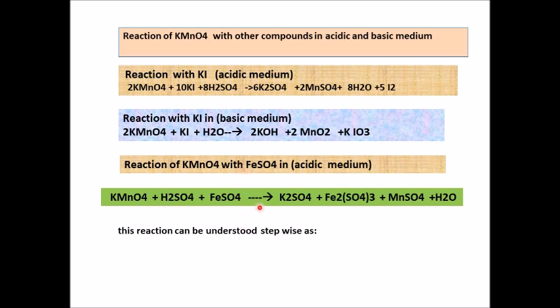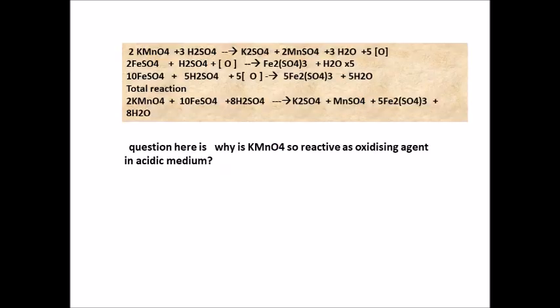Next, we see the reaction with FeSO4. In FeSO4, you can again study the reaction stepwise. It is like this. First, FeSO4 gets oxidized by H2SO4 in presence of the nascent oxygen liberated by KMnO4, and you get Fe2(SO4)3. Then, there are 5 nascent oxygens left. We have used only one. So, multiply the reaction by 5, the whole equation, and then add.